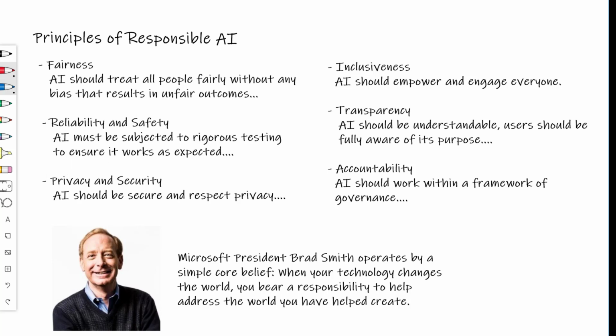At Microsoft, AI development is guided by a set of 6 principles. We believe that AI should be inclusive and treat all people fairly. To that, we need to ensure that the systems we build are subjected to rigorous testing so that they work as expected and respect the safety and the privacy of its end users. Furthermore, it needs to be understandable, ensuring that users are fully aware of its purpose and any limitations. It should also be accountable, following a suitable framework that ensures governance. In fact, Microsoft President Brad Smith said it best: "When your technology changes the world, you bear a responsibility to help address the world you've helped create."